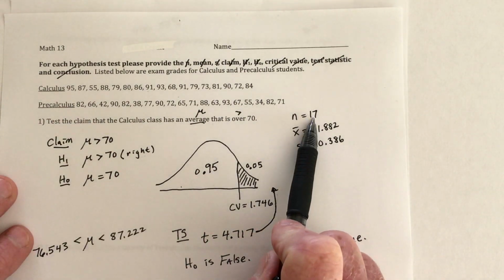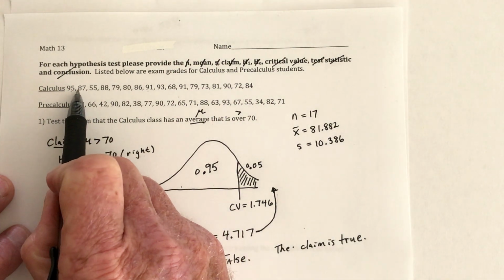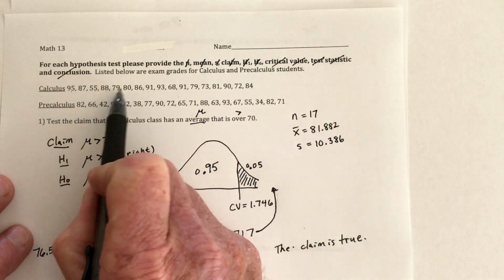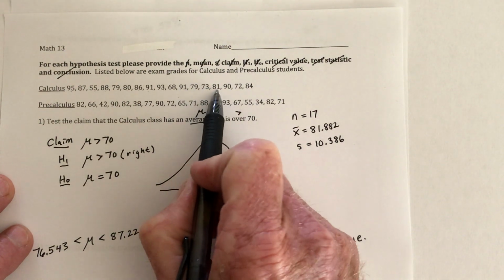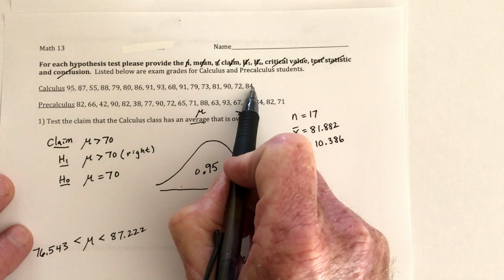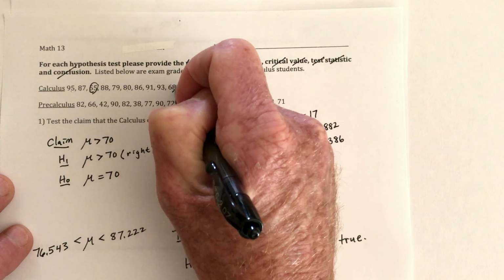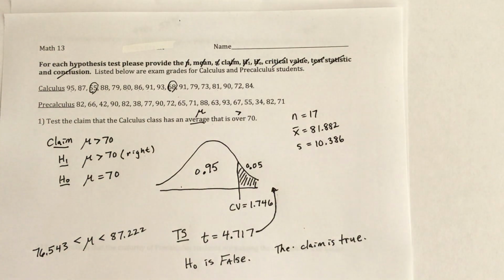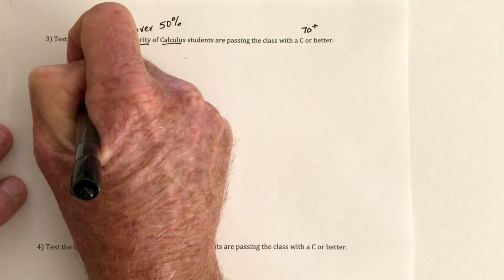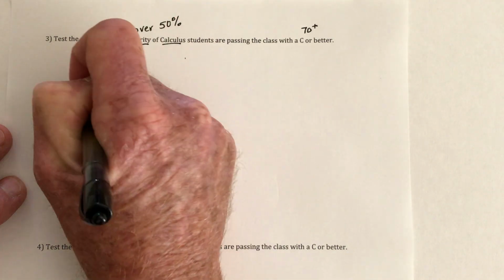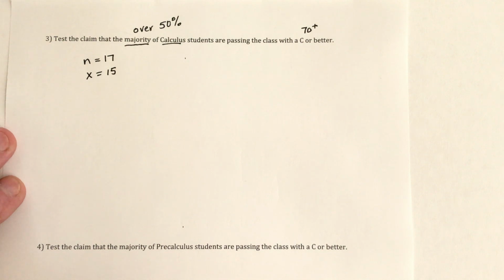So for one thing, there's 17 students. I already know that. And then how many have a 70 or better? So 1, 2, no, 3, 4, 5, 6, 7, 8, no, 9, 10, 11, 12, 13, 14, 15. So 15 out of the 17, because not this person and not this person. So 15 out of the 17 have at least a C. So I write down that information. N equals 17 people. X equals 15 have at least a C.